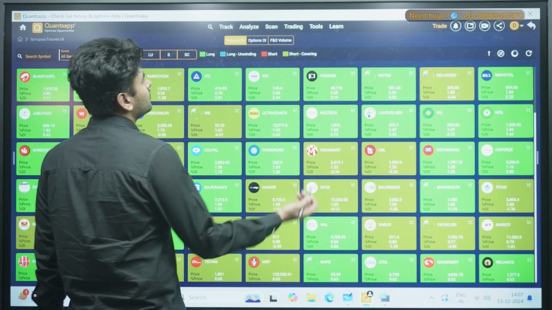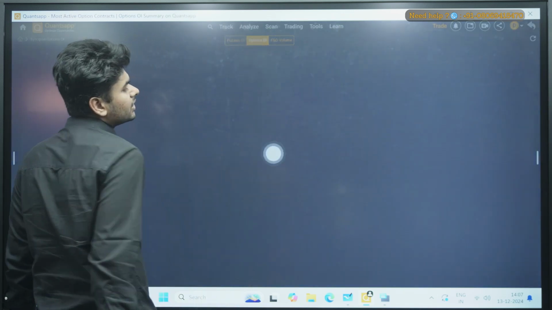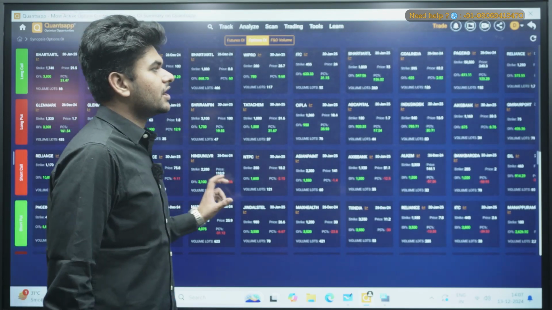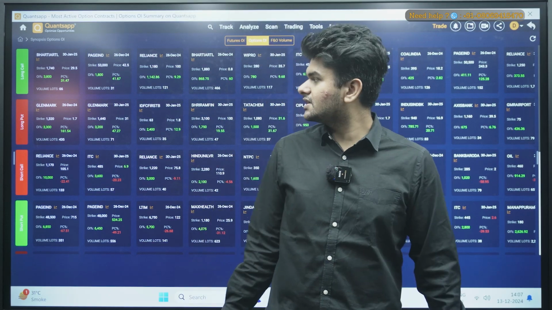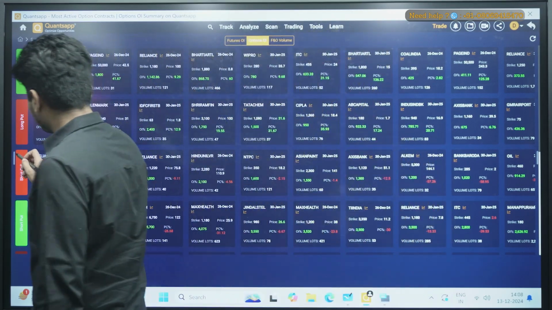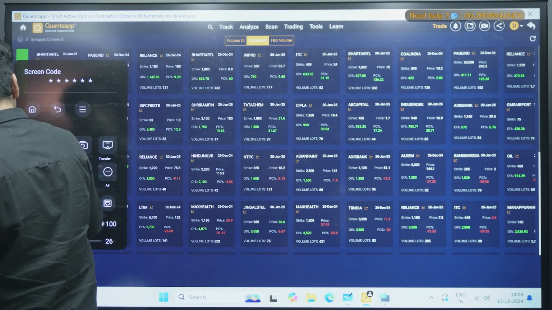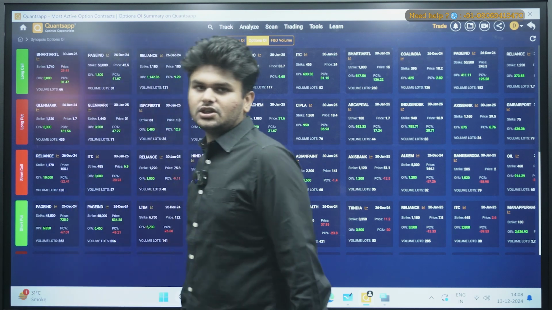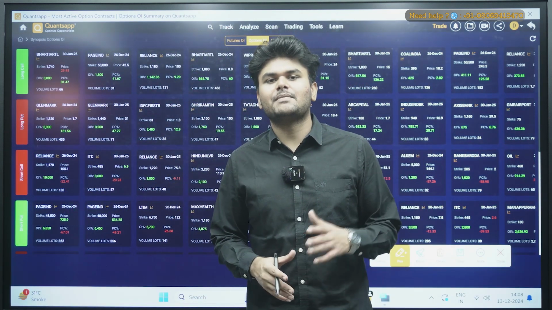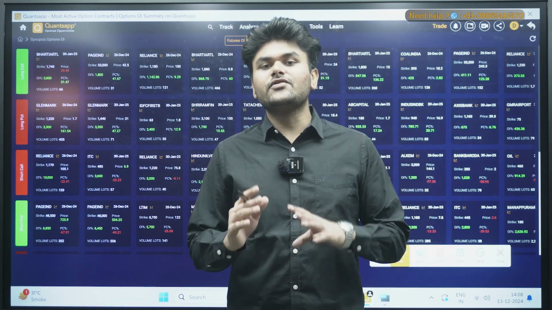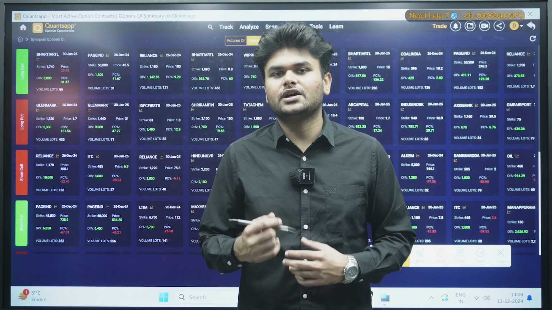Okay, similarly you can go to the option OI. Now, option OI is a little interesting, because we are seeing multiple data. When we talk about options, we are not having just a buy or a sell option. We have four different options you can go for.